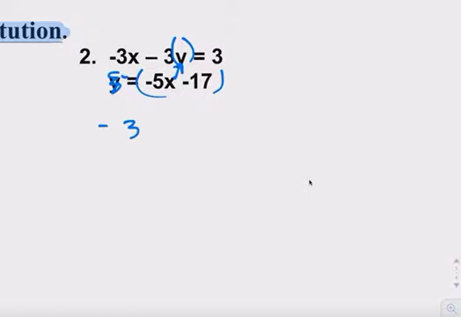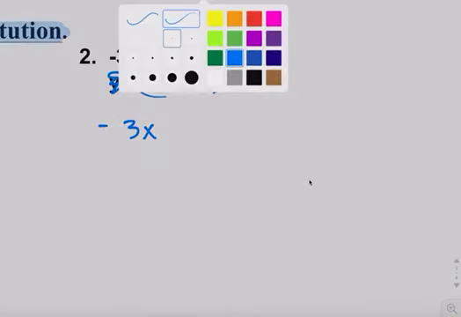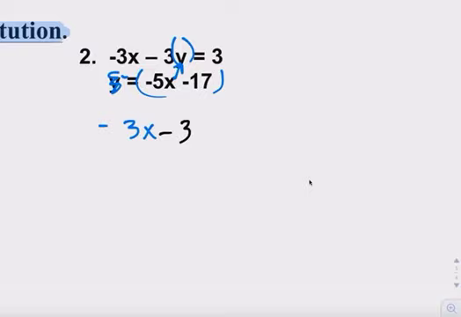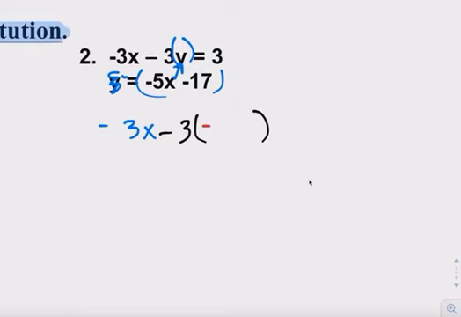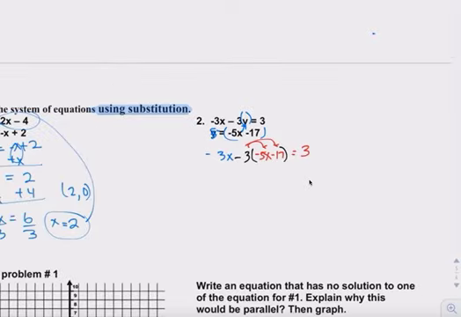This here, you take that here, and you substitute that in there. So you got negative 3x minus 3 times the negative 5x minus 17, like that. And then you distribute first, and then you solve.